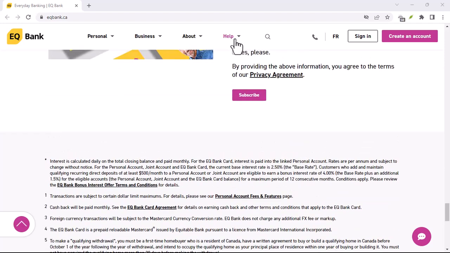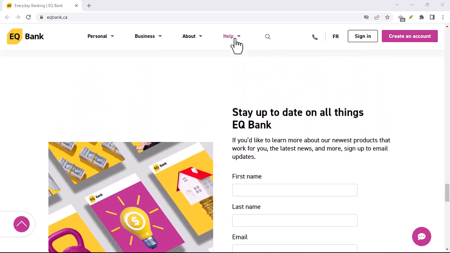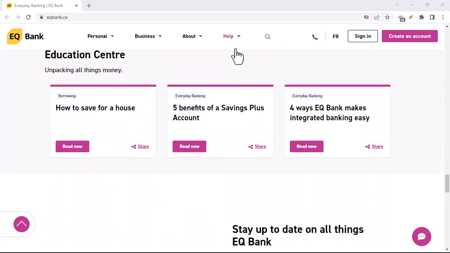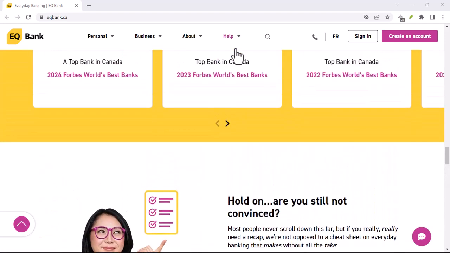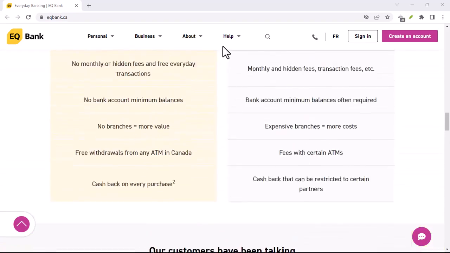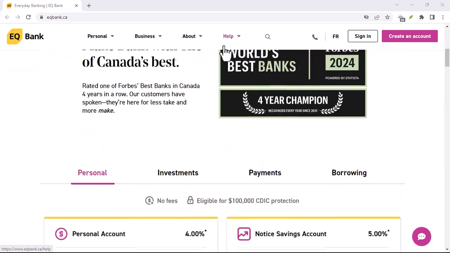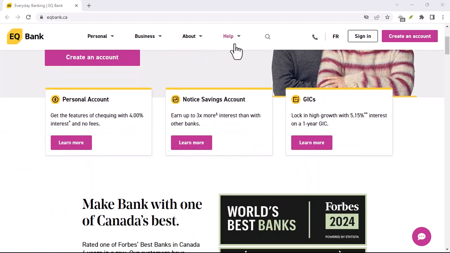Example 3. Let's say that you have $1,000 in your Equitable Bank savings account. The annualized interest rate is 2.5%. If you leave your money in the account for 3 years, you will earn $76.34 in interest. As you can see, the longer you leave your money in your Equitable Bank savings account, the more interest you will earn.